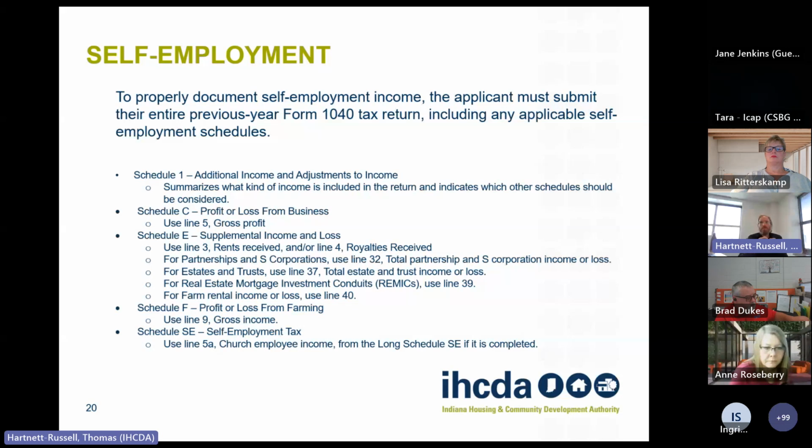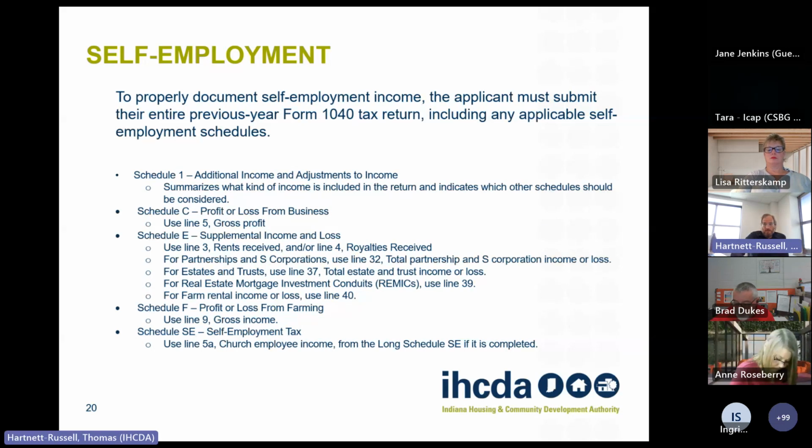And this is what people will use if they are receiving any rental property income, any royalties, partnerships, S corporations, estates, trusts, etc. So on Schedule E, what you're going to be looking for is line 3 for rental income, line 4 for royalties received, line 32 for partnerships or S corporations, line 37 for estates and trusts, line 39 for real estate mortgage investment conduits or REMICs, or line 40 for farm rental income or loss.